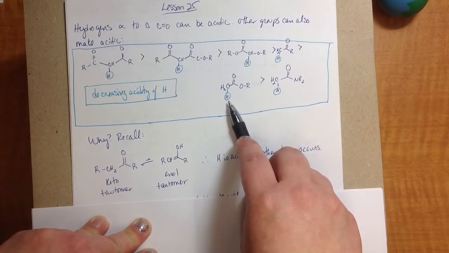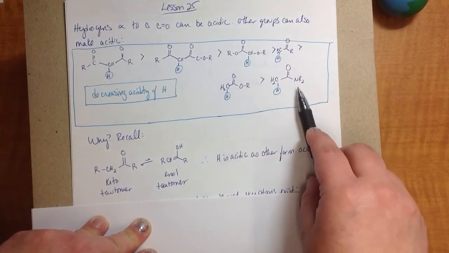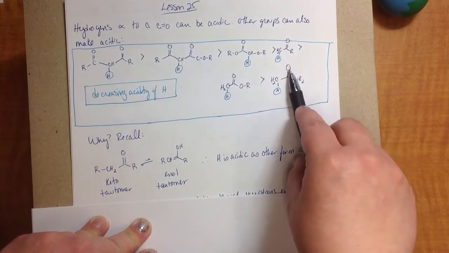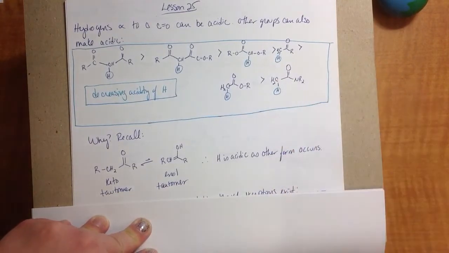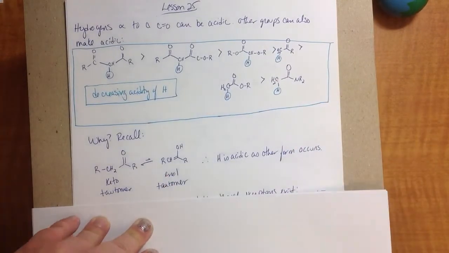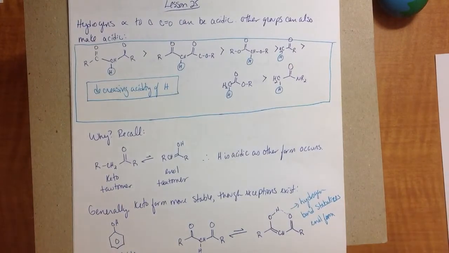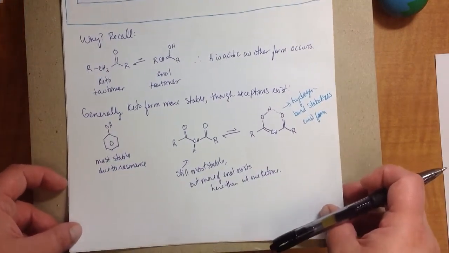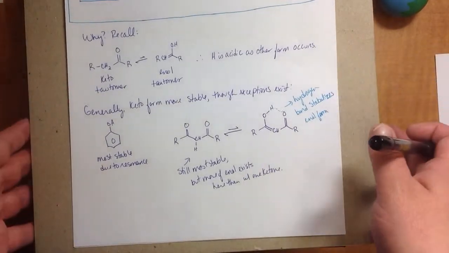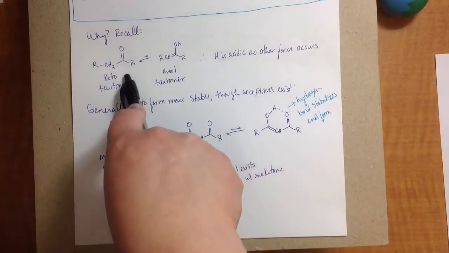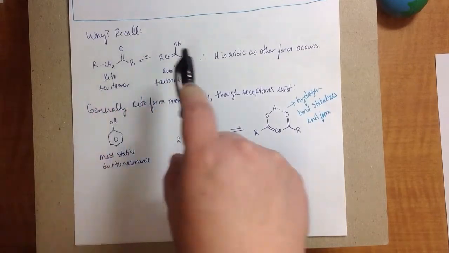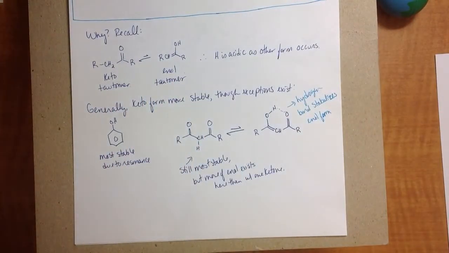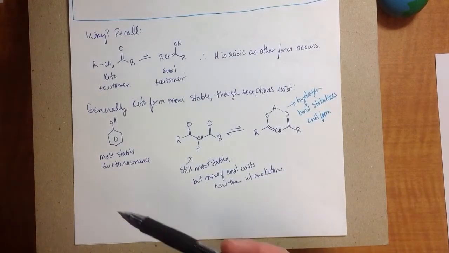And this guy, being an amide, actually forms its own resonance structures, correct? Nope, that's fine. So that's a general rule. The general rule also is that the keto form is more stable than the enol form, with some exceptions, because you know that there's always exceptions.